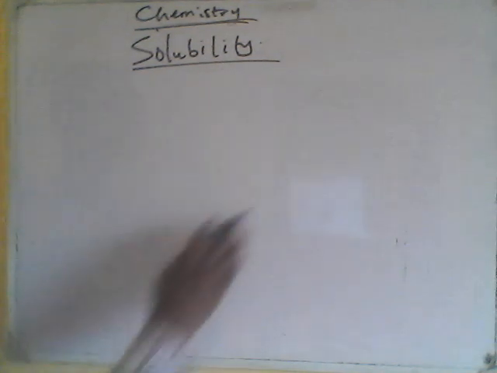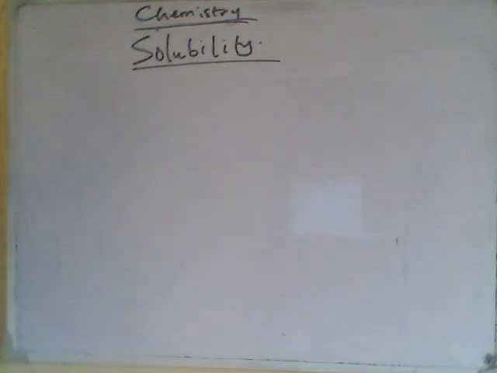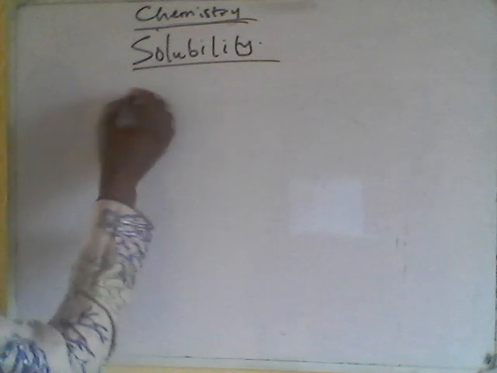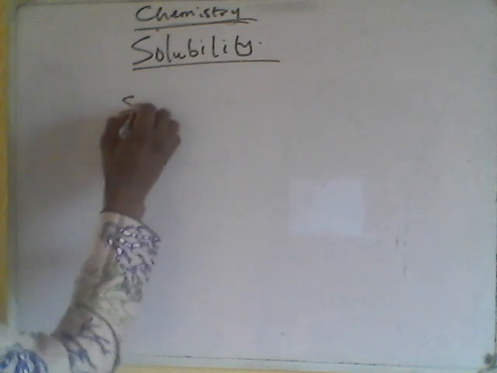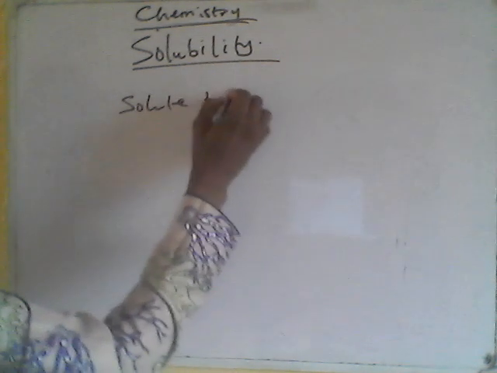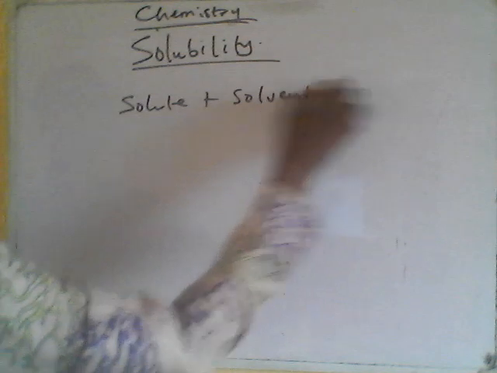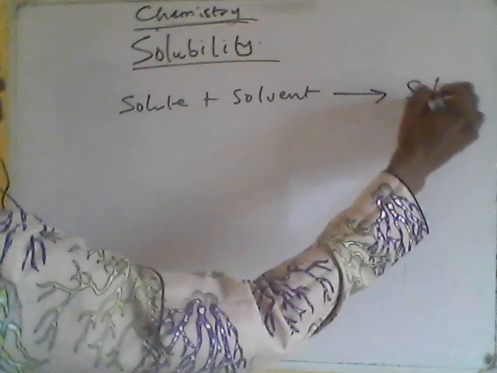So in this lesson, we'll be looking at solubility. Solubility is defined as the maximum amount of solutes that can dissolve in a given quantity of solvent at a specific temperature to form a saturated solution. Actually, the formula looks like this: solutes plus solvent will give us a solution.